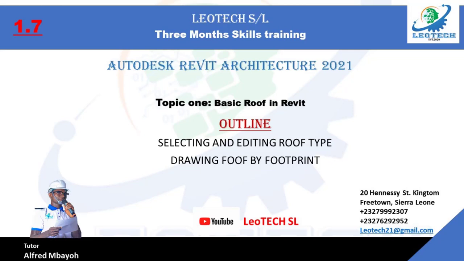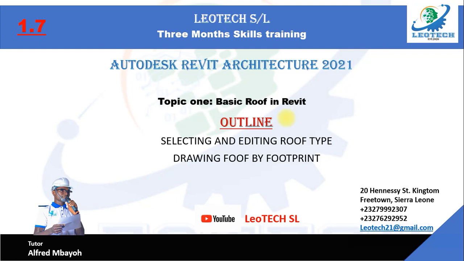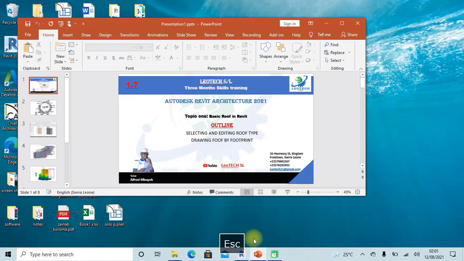Today we are looking at basic roof designs in Revit. We are going to cover how we can select and edit the roof type in the type specification dialog box, and then we are going to draw a roof. This particular roof topic is broad, so we are going to be doing it by segment. Next, maybe we will be looking at how we can draw a roof by extrusion, how we can create some other roof profiles, and so let's jump straight into it.